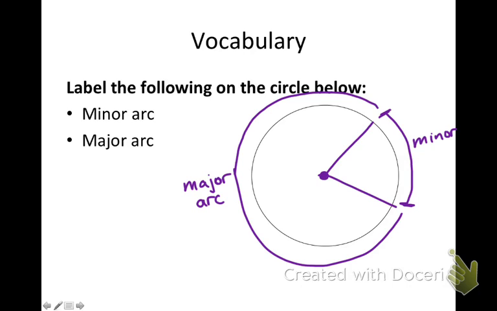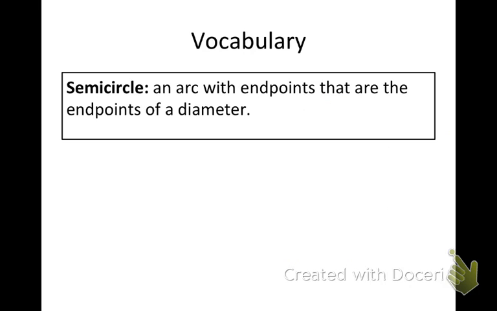What should be true about the minor arc and the major arc? They should add up to how many degrees? 360. Good. So if I know a major arc, I could easily get the minor arc by subtracting it from 360. If I know the minor arc, I could easily get the major arc by subtracting it from 360 degrees.